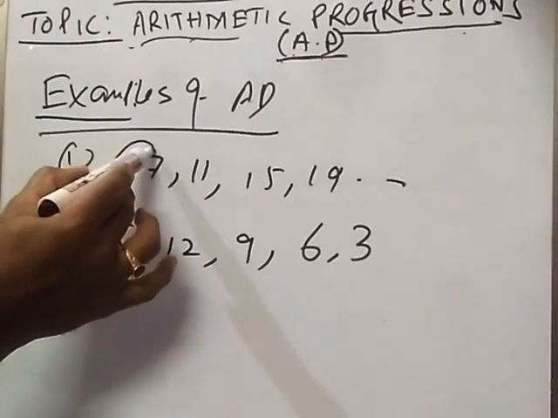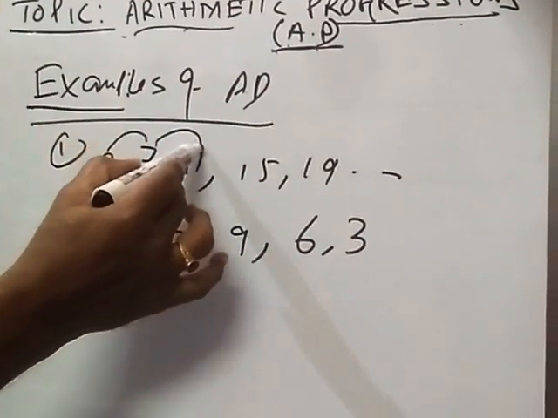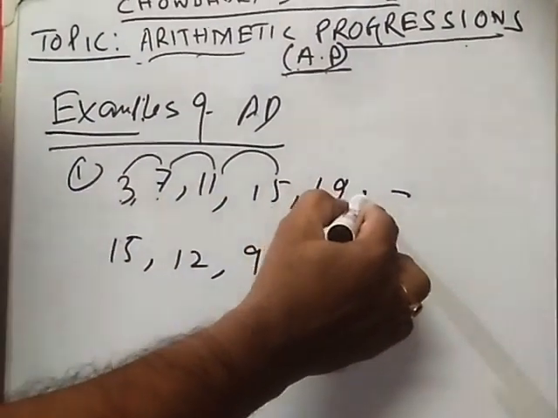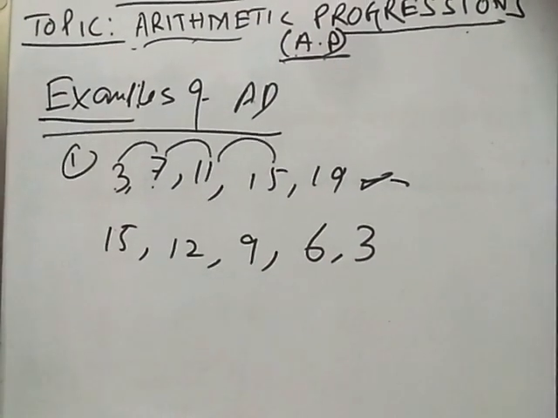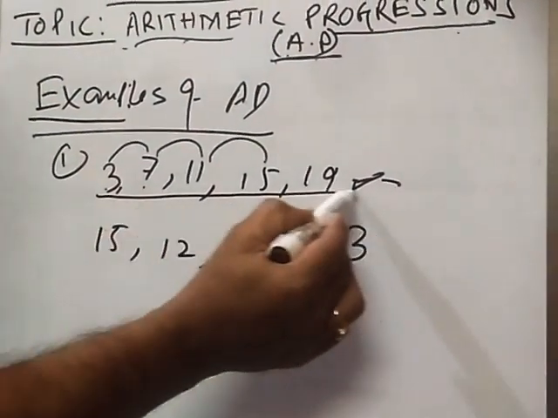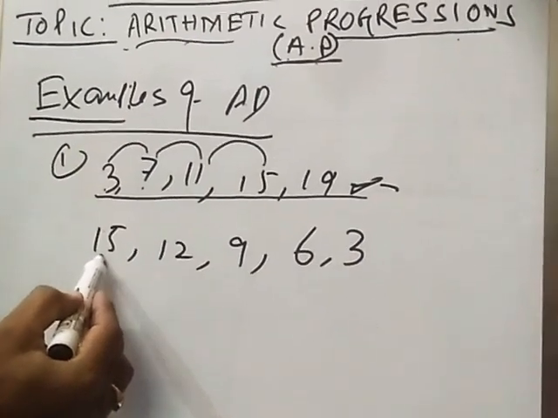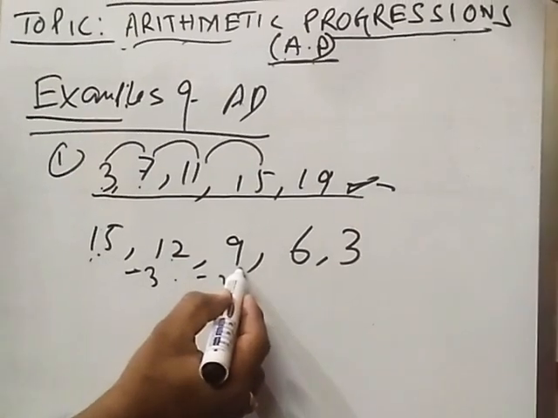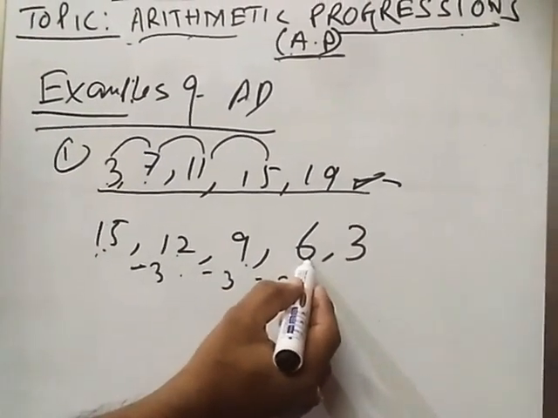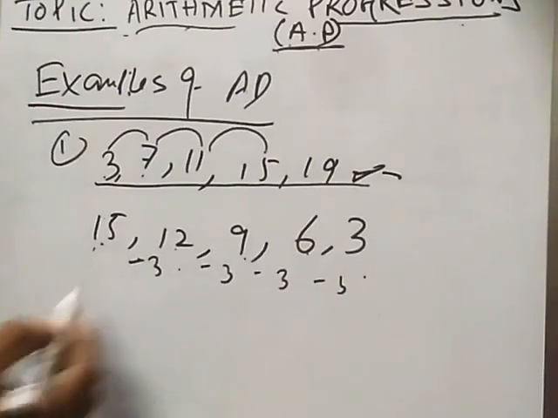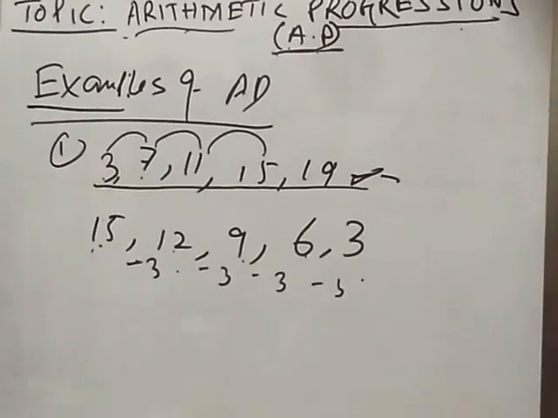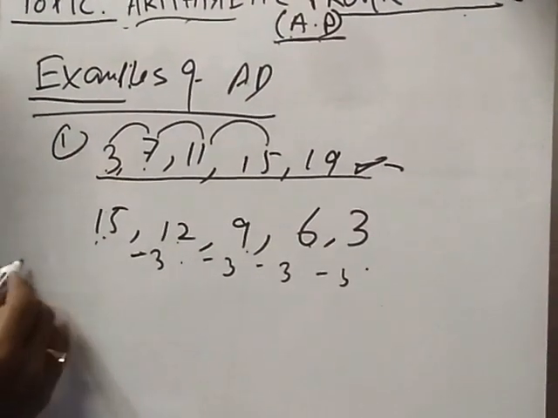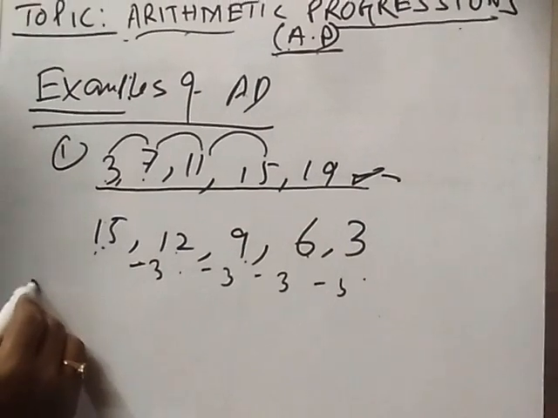Adding 4, coming 7, adding 4, coming 11, adding 4, 15. So this is an example of an arithmetic progression. This is increasing order, same as the decreasing order. 15 minus 3, 12, 12 minus 3, 9, 9 minus 3, 6, 6 minus 3, 3. So this is the decreasing order of an AP. Clear? Fine. Next.